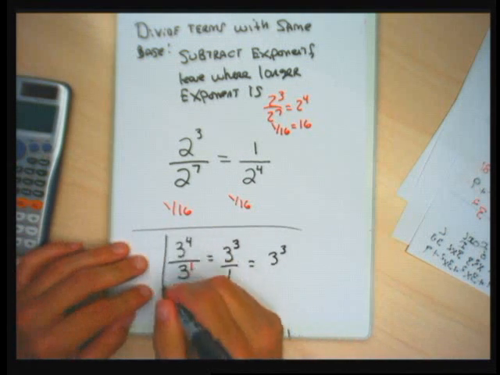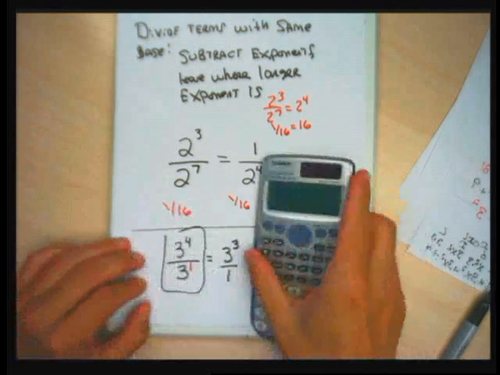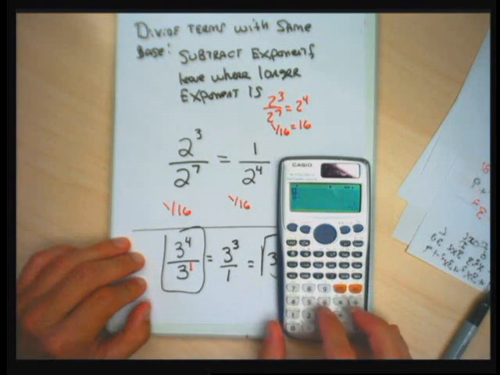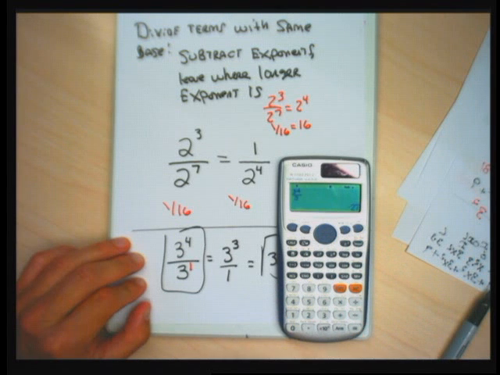So again, I can show you that this and this are the same. It's super easy to show. On this calculator, if I did 3 to the fourth power over 3, the initial problem is equal to 27.